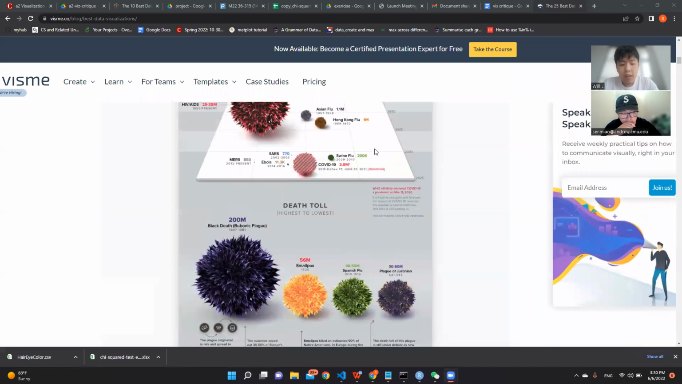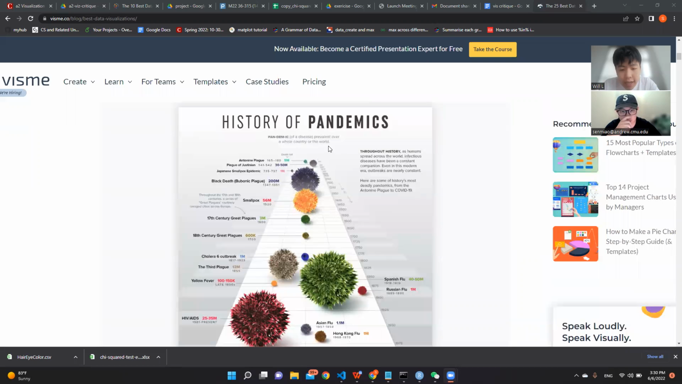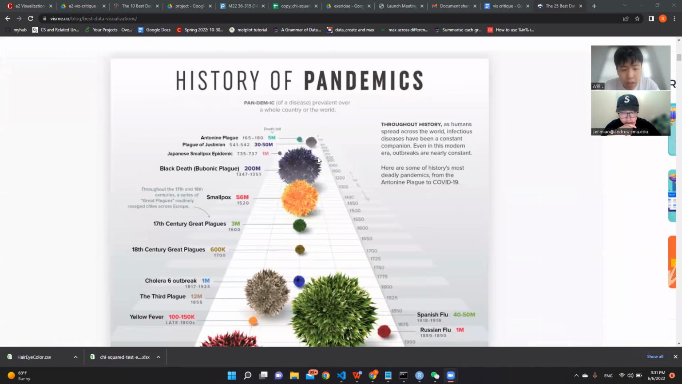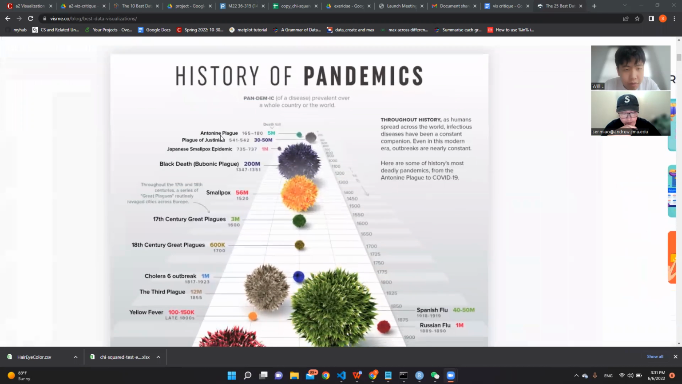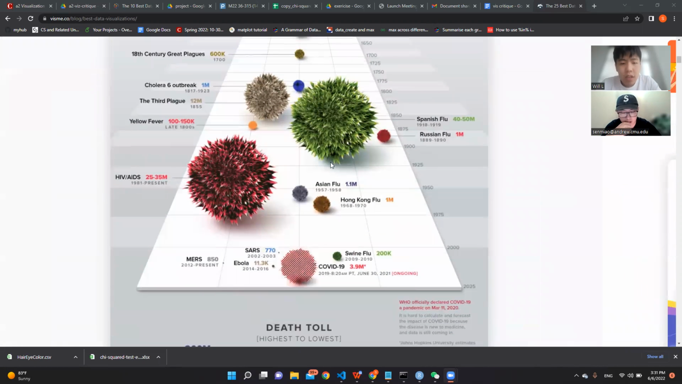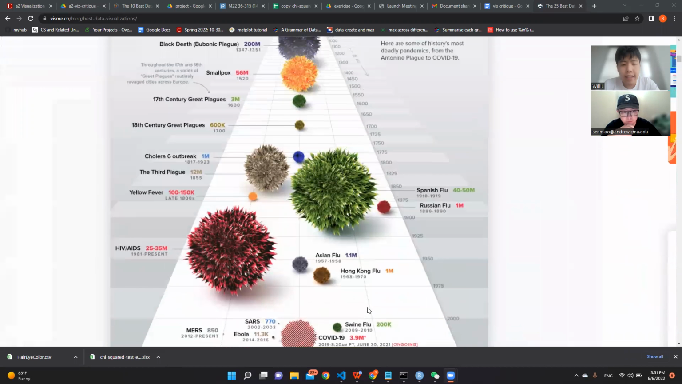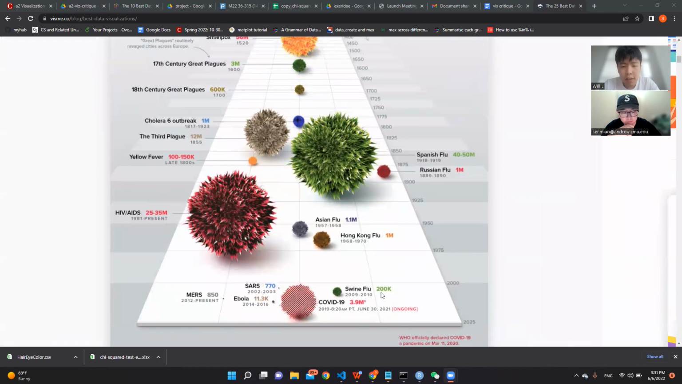And in terms of the content, from the graph, one can see that the first pandemic happened as early as 165 BC, which happens to be the Antonine Plague. It also killed about 5 million people. And one can also see that the most recent virus happens to be COVID-19, which took place in 2019 and has killed about 3.9 million up until now.